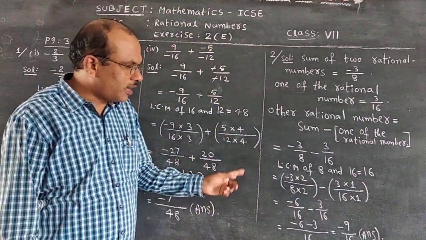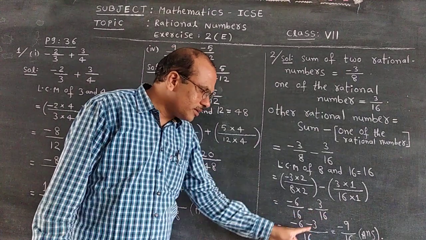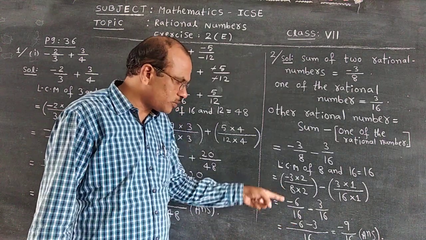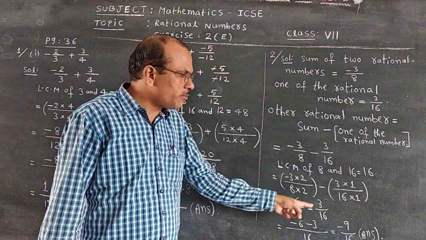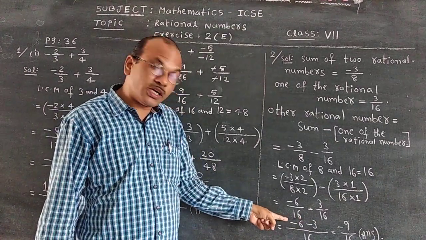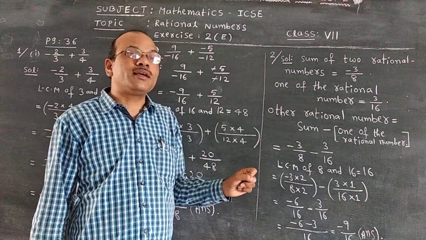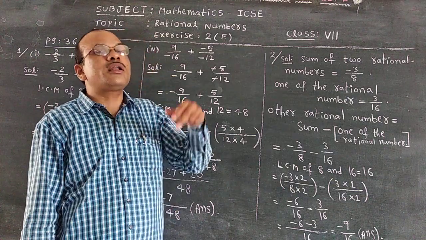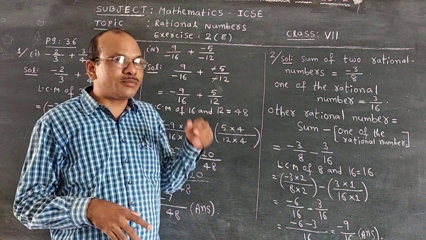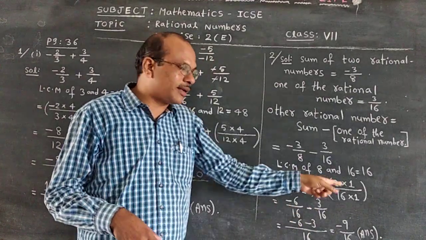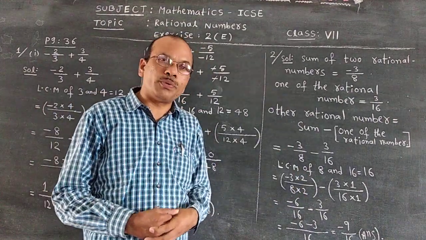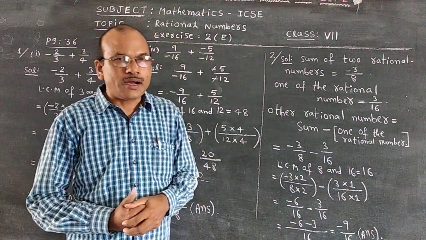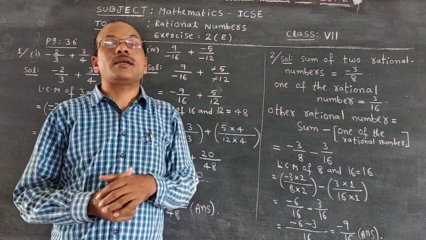Am I correct? Afterwards, same denominators are there. That's why common denominator 16 is written. Next, the numerator part I have to write. That only is written here. Minus 6, minus 3. That means 6 rupees debt only, 3 rupees also debt only. I have to give 6 rupees in one shop. I have to give 3 rupees in another shop. Total how much I have to give in both places? Total means we should add 6 and 3. That is only 9. My total debt is 9 rupees. That is called minus 9 by 16, and that remains as the answer. That is only called the other rational number.